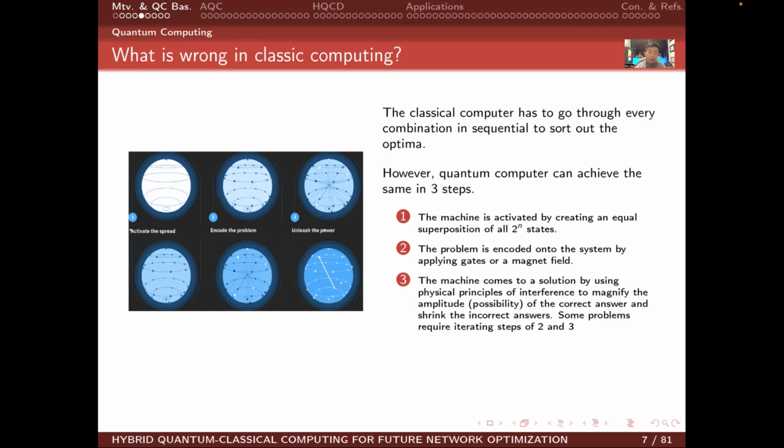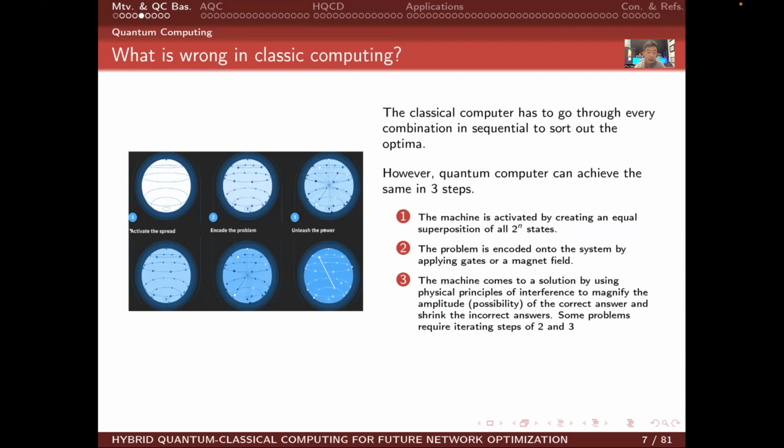Before we sample, all those 2 to the n states exist in parallel universes. But when we sample at step 3, due to the work that we have done in step 2, the global optimal part will have a higher probability of being sampled. So if we do the sampling, most likely we will get the global optimal solution by step 3.